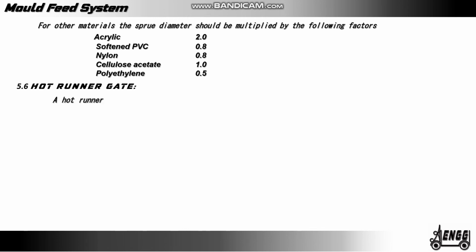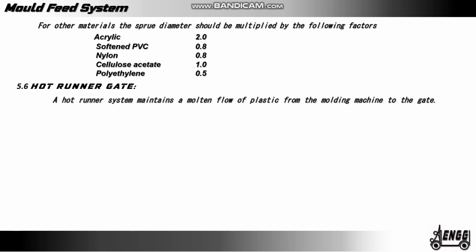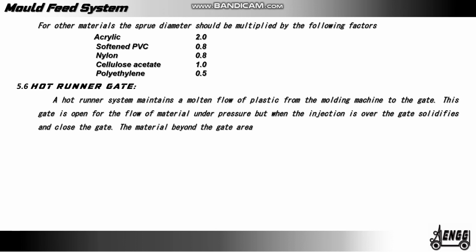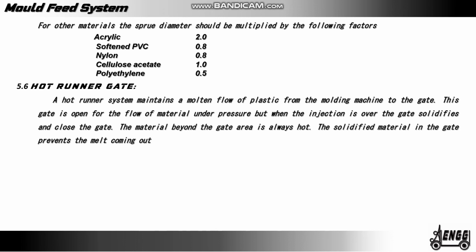Hot runner gate. A hot runner system maintains a molten flow of plastic from the molding machine to the gate. This gate is open for the flow of material under pressure, but when the injection is over, the material solidifies and closes the gate. The material beyond the gate area is always hot. The solidified material in the gate prevents the melt coming out of the runner.